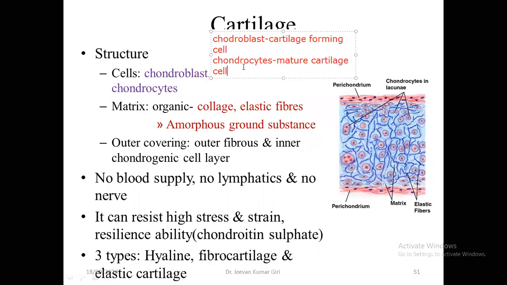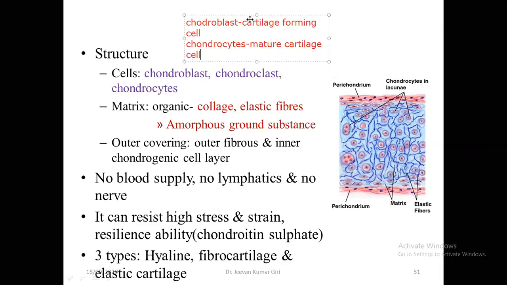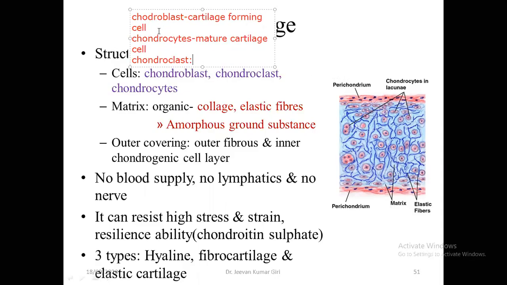Then the next is the chondroclast. The chondroclast cells are cartilage reabsorbing cells. Okay, so like in bone also there was the osteoblast, osteocyte, and the osteoclast, isn't it? This osteoclast is the bone reabsorbing or bone remodeling cell. Similarly, chondroclasts are the cartilage reabsorbing cells.